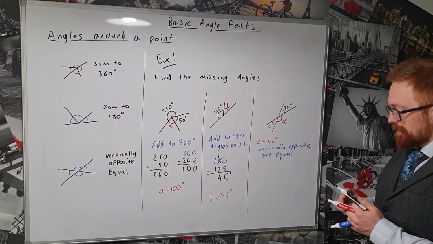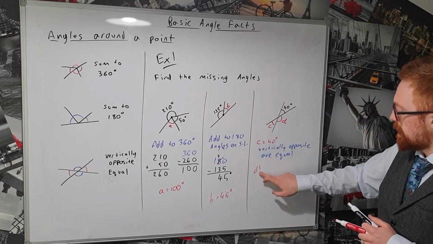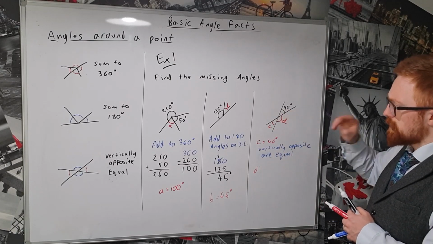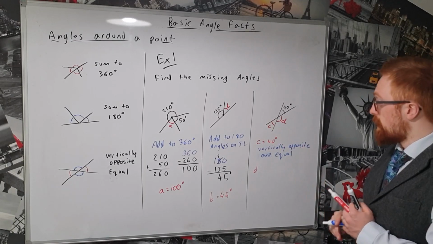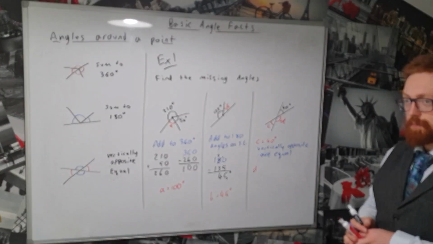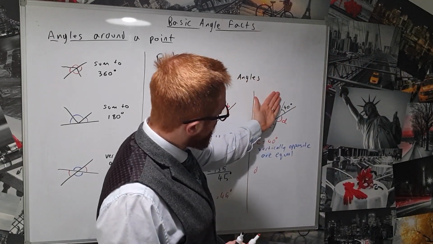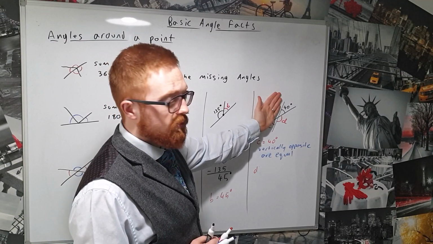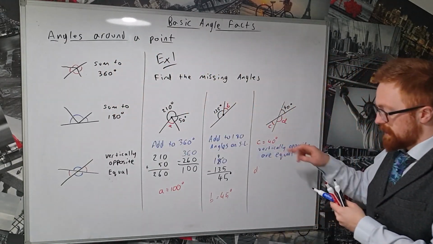Excellent. So now let's work out what D is. Now to work out D, we need to have a think. So we've got angles around a point, which we could use, and we could use the fact that this angle and this angle are the same, but actually it's a little bit easier to think about if we just cover up angle C, then D and 40 are now on a straight line. We can use that fact to work out what D is.